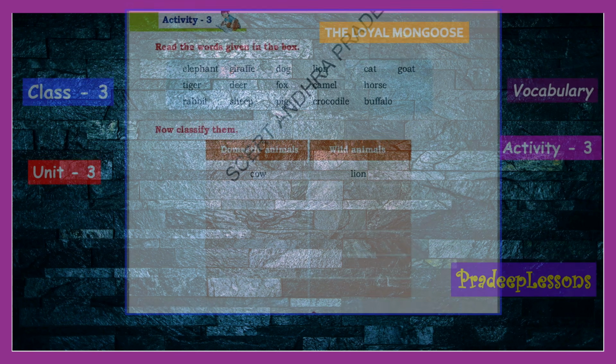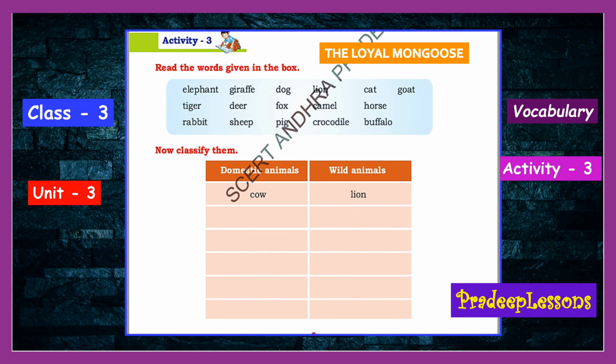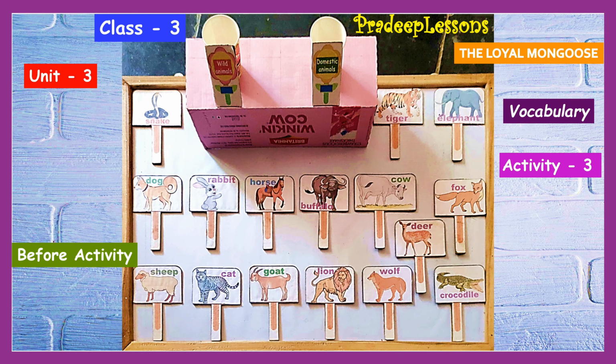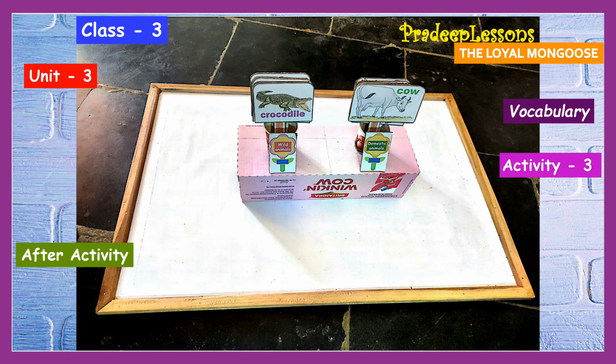Next, my TLM is about classification, domestic animals and wild animals. This is an interactive teaching learning material for children. Finally, the teaching learning material is here after the activity.